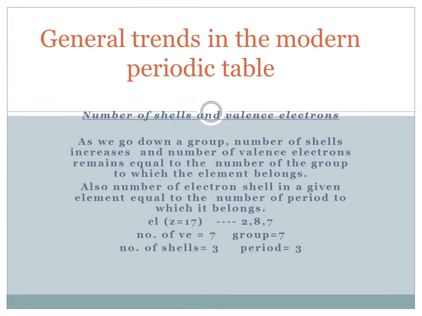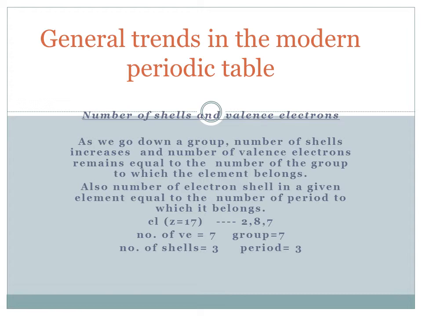Then how many shells are there? When you write the electronic configuration of chlorine, we get 2, 8, 7. That means it has 3 shells, K shell, L shell and M shell. So number of shells equals the period number. Here the period number is 3 since it has 3 shells.